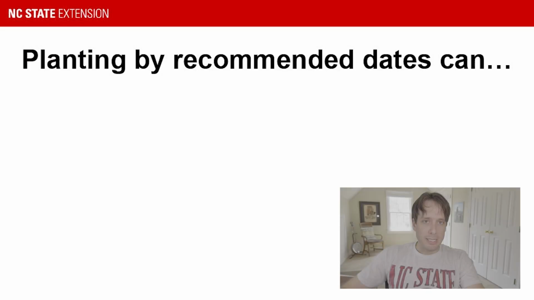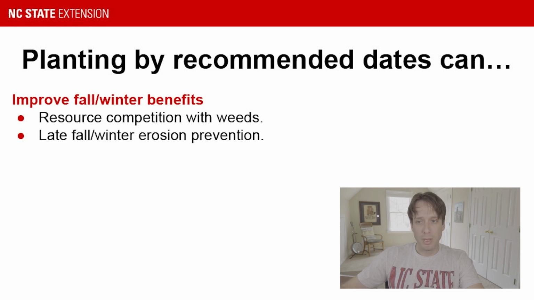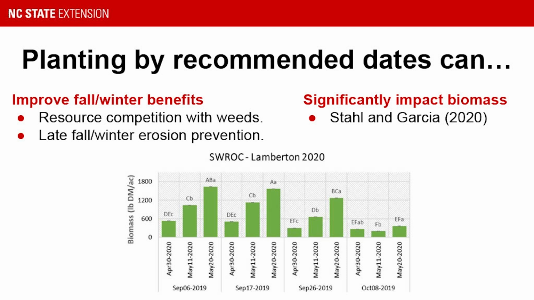When we look at planting a cover crop on time, it can improve success in a number of ways. It can improve maybe the short-term benefits, the really short-term benefits. So if this is a fall planted cover crop and we get it established on time, it achieves some decent fall growth, we're going to improve its ability to maybe fight winter weeds for resources. We're also going to improve its ability to prevent some late fall and winter erosion by having just better ground cover. But more so overall, we see planting by the recommended dates is really crucial for achieving a good amount of biomass with our cover crops.